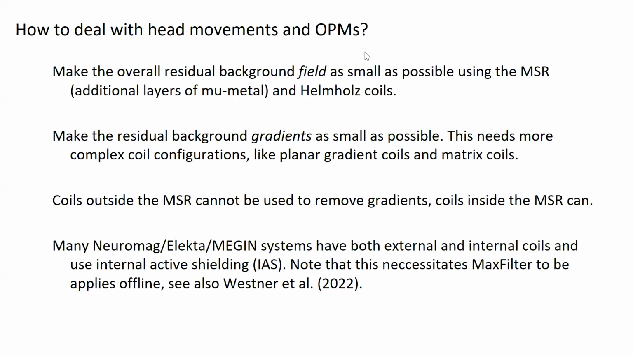But it also needs more complex coil configurations, like planar gradient coils and matrix coils. Coils outside of the magnetically shielded room can help to reduce the Earth magnetic field, but they don't help to reduce these gradients. The gradients are largely introduced by the MSR. It's the walls of the MSR that basically curve the field. But coils inside the magnetically shielded room can reduce the gradients.